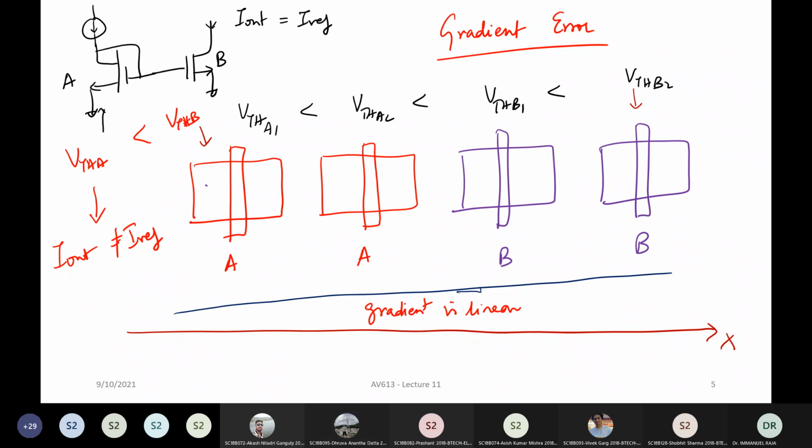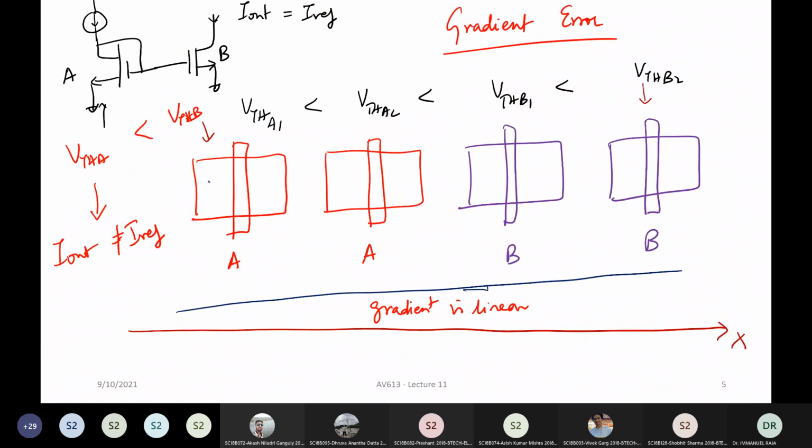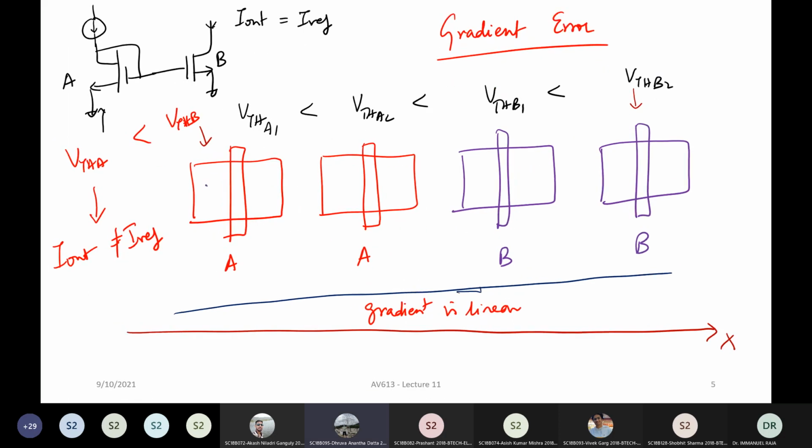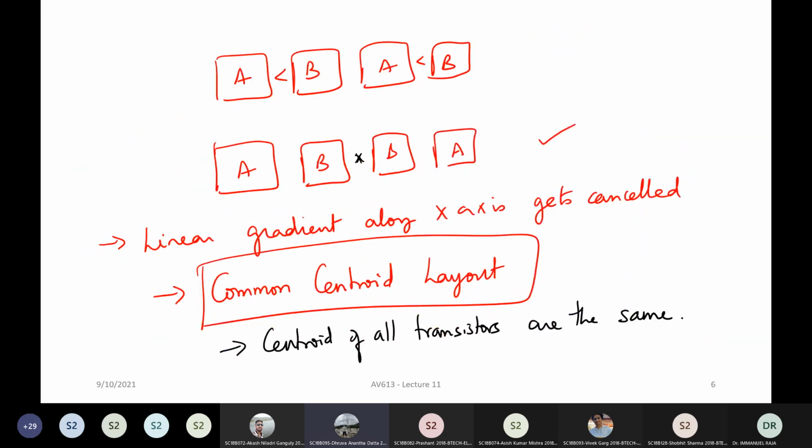Then you run simulations again with those parasitics extracted, which means the tool itself will tell you how much resistance is there on each line, how much capacitance is there, and other things. Based on that, you run your simulation again and see how the effect is. But in all these things, you don't see any gradient error. This is something you will see purely in experimental results. So we cannot model it in a simulator? No, you cannot model it.